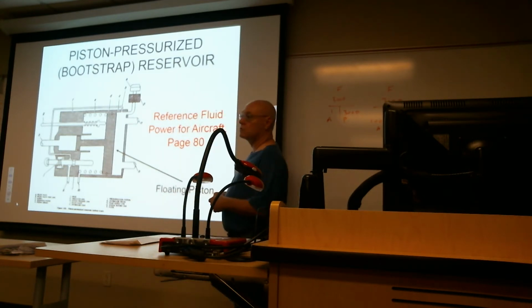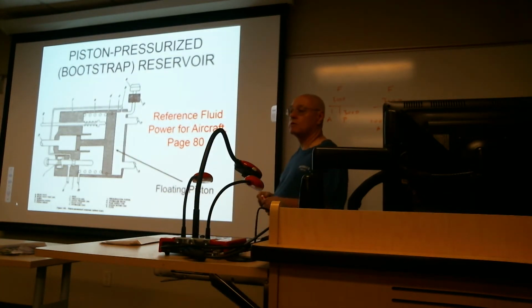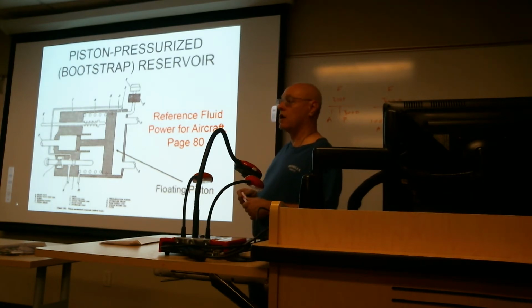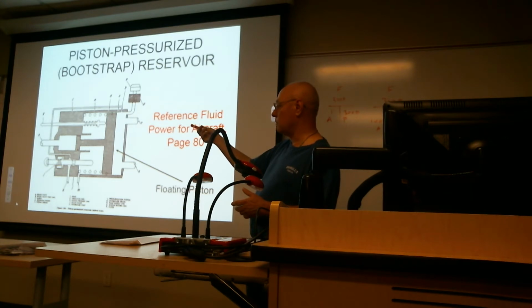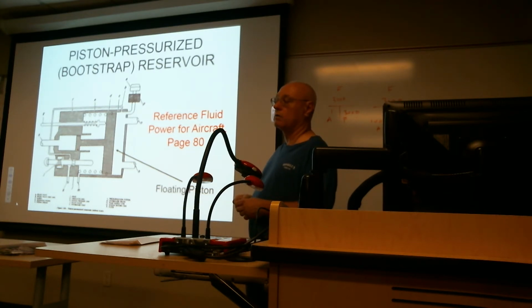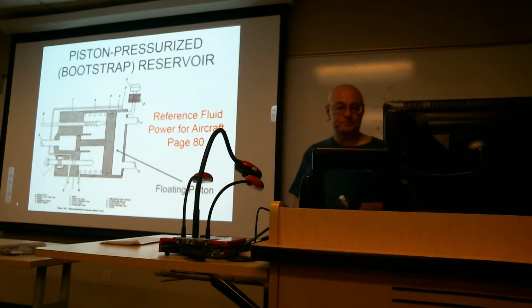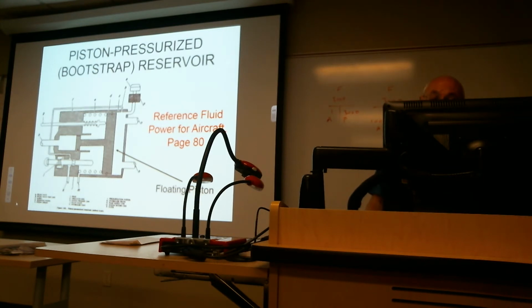But it's called a bootstrap reservoir. Anytime that you see the term bootstrap, it means self-sustaining. So again, we're using system pressure on one side of the piston in order to be able to get some pressure on the other side of it for the fluid that's in the reservoir. So it's called a bootstrap type of reservoir. Does everybody kind of see what's going on with that thing? All right. A floating piston. Piston floats back and forth.